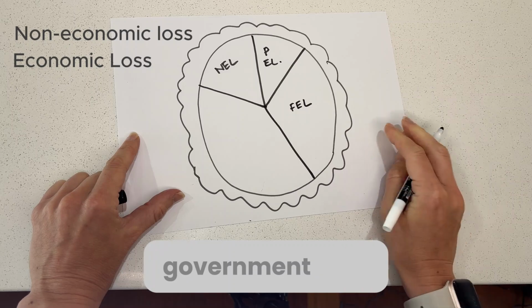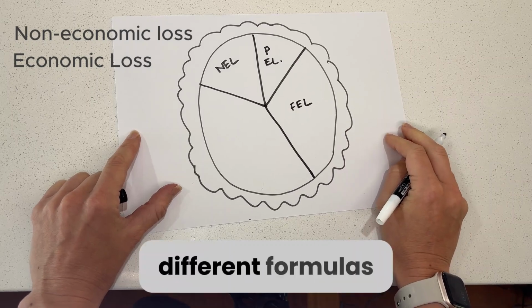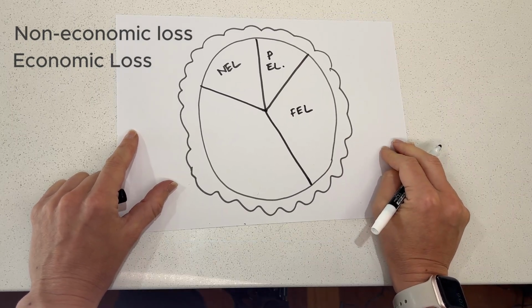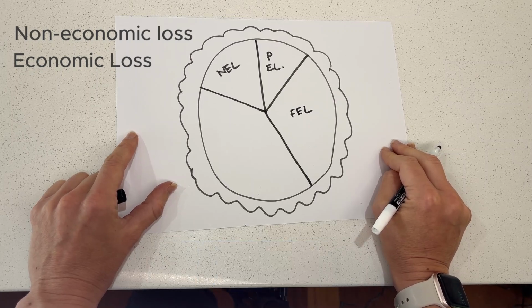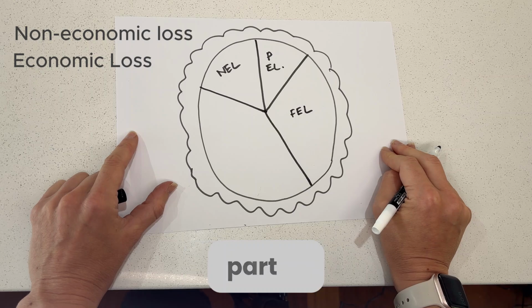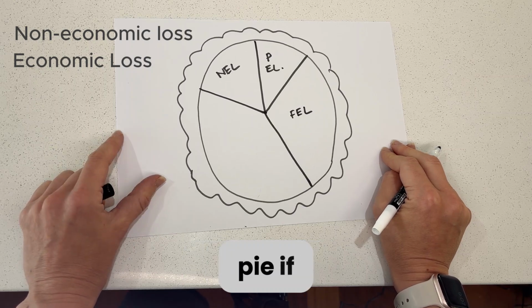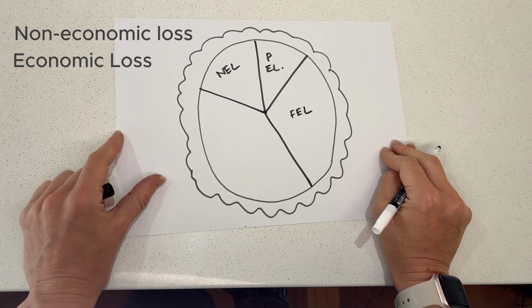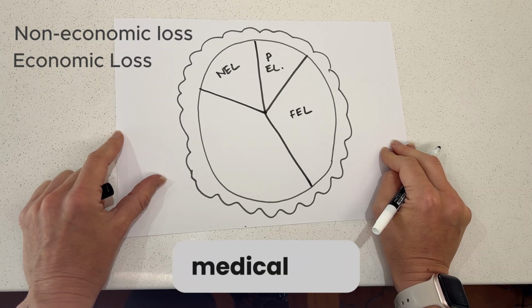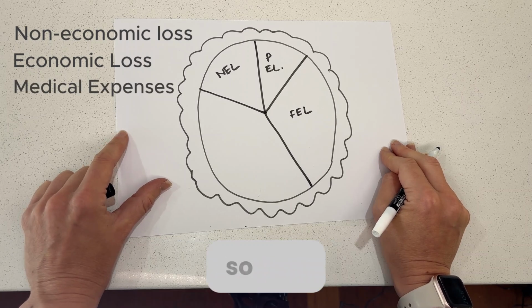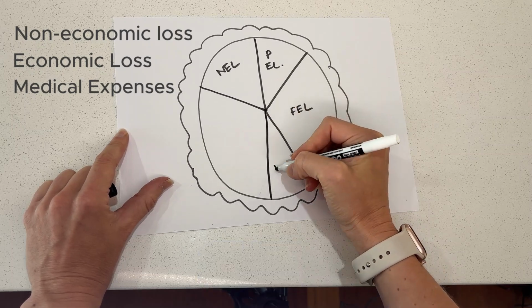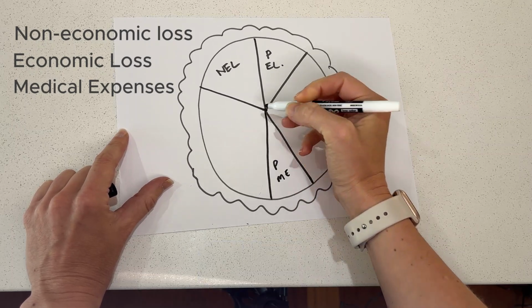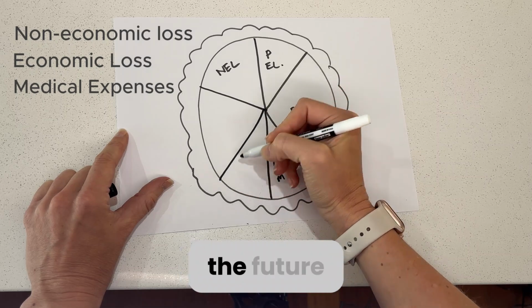Now, of course, the government puts in place lots of different formulas that we have to apply to calculate future economic loss. But for the sake of the exercise, it can generally be the largest part of the pie if you have a younger worker. We then look at medical and treatment expenses. So let's say we look at the past. And then we also need to account for the future.